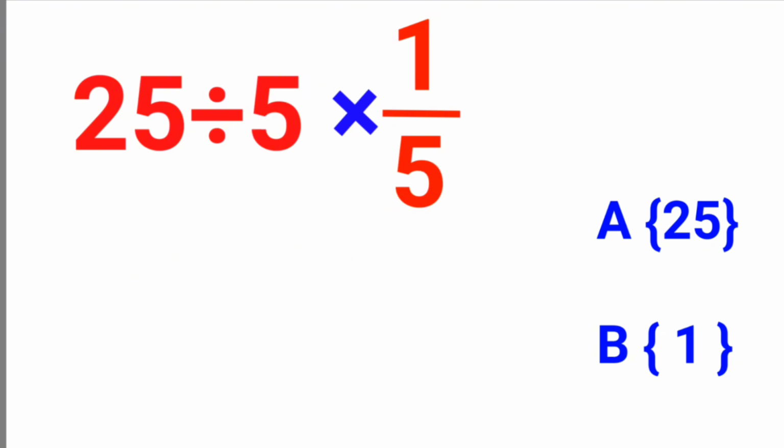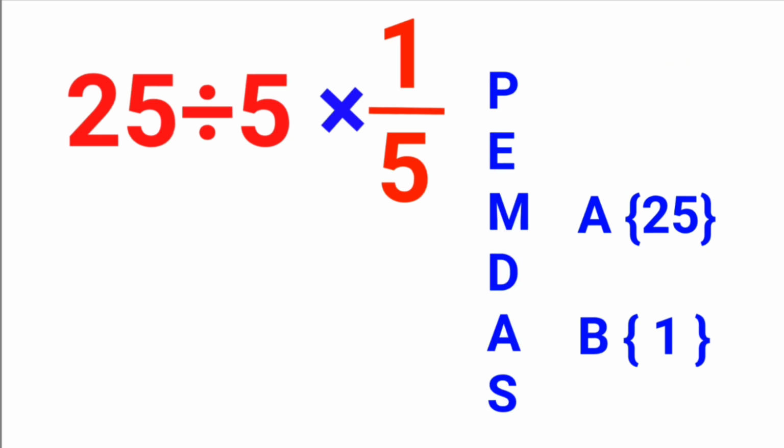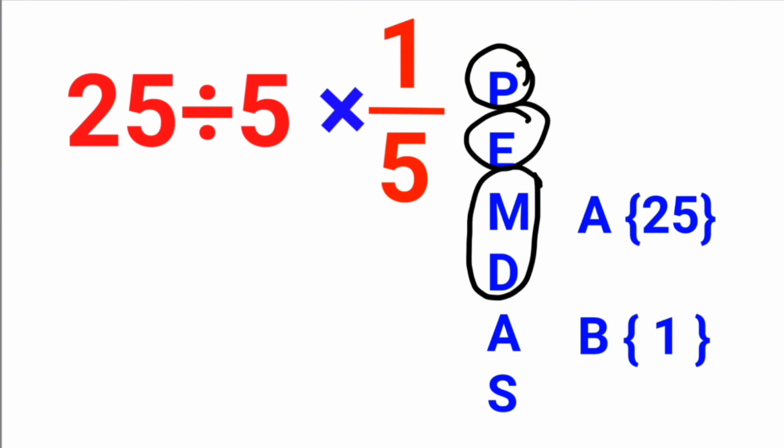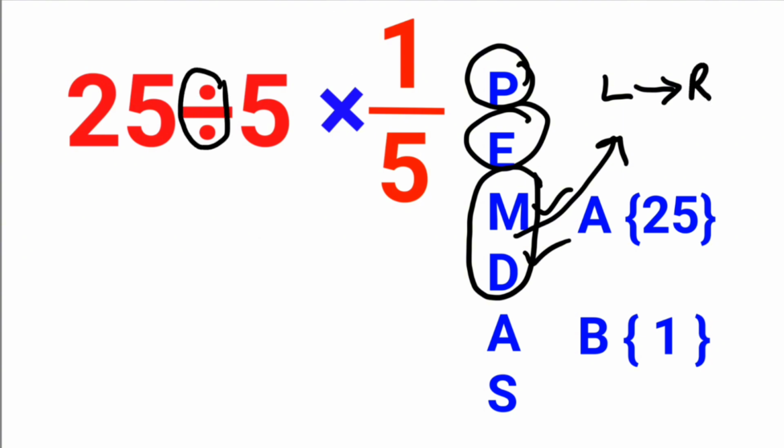Now we will solve it again according to the PEMDAS rule. According to this rule, parentheses should be solved first, then exponent, then multiplication and division. Both multiplication and division have the same priority, but according to this rule, we have to move from left to right, okay? Because there is division and multiplication, and division is at left and multiplication is at right.